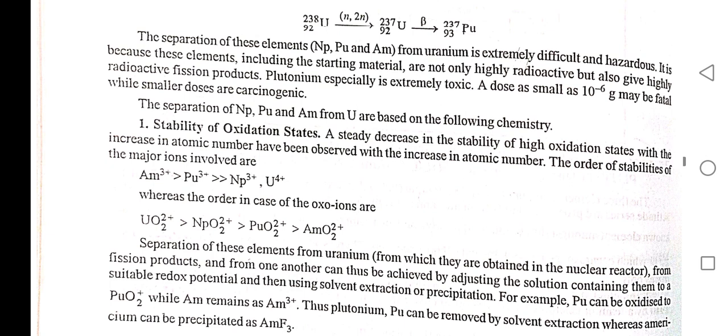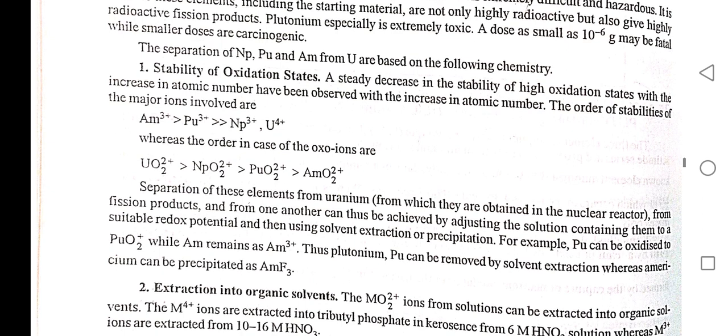The separation of Np, Pu, and Am from U is based on the following chemistry. First, stability of oxidation state. A steady decrease in the stability of a high oxidation state with the increase in atomic number has been observed. With the increase in atomic number, the order of stability of the major ions involved, in the case of the oxygen ions, is UO2 2+ greater than NpO2 2+ greater than PuO2 2+ greater than AmO2 2+.